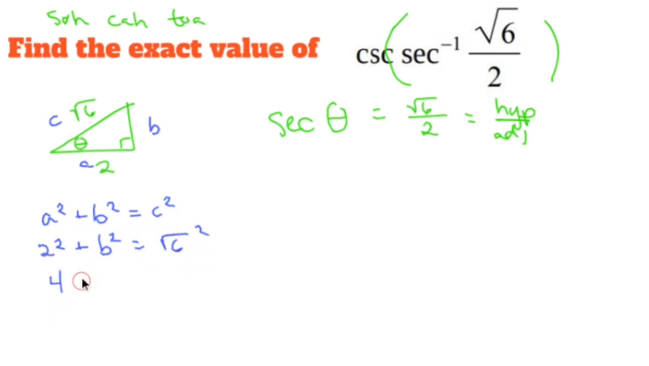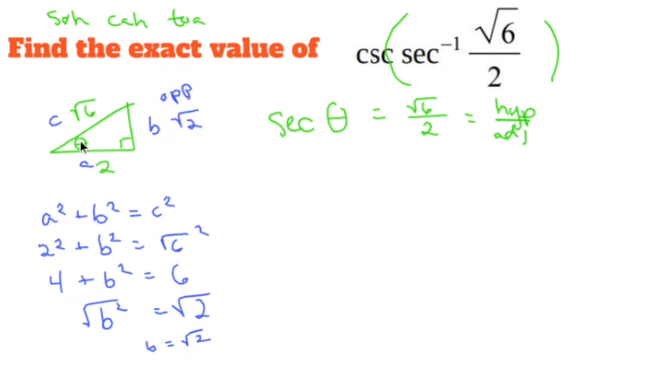2 squared is 4 plus b squared. Root 6 squared is 6. Subtract 4 from both sides. I've got b squared equals 2. Square root it. B is root 2. Which means the opposite side, according to the picture that I drew, is root 2.